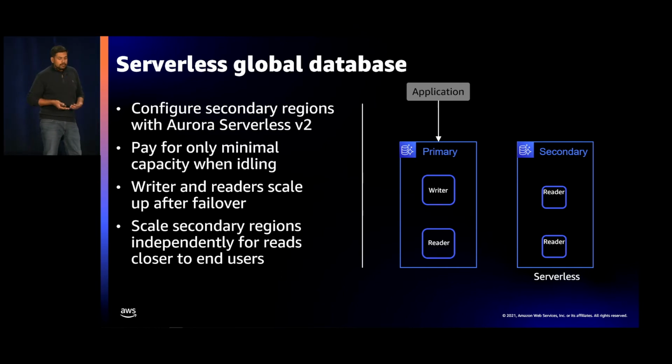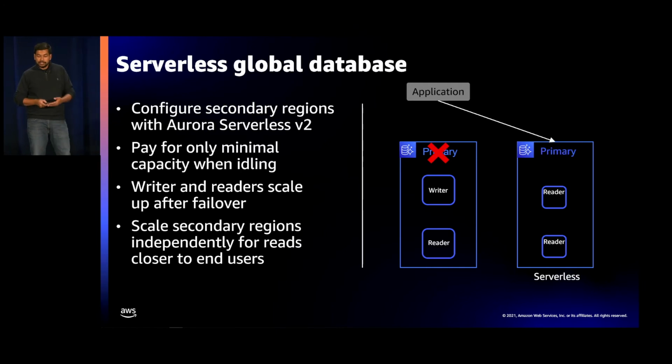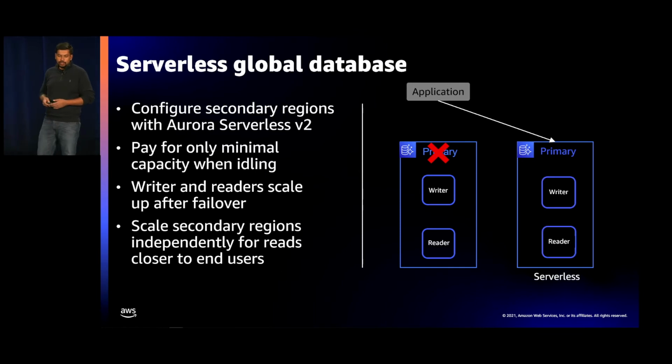So you could have a secondary region which is fully serverless. In that case, if you are using it for disaster recovery, then you are not paying for the capacity just sitting around. And when the need arises, the primary region is not available, you fail over to the secondary region, it will scale up as serverless databases do and match what is needed at that point in time. And that way, you only pay for what is needed. And otherwise, if it's just idling, you pay for the minimal capacity for your cluster.